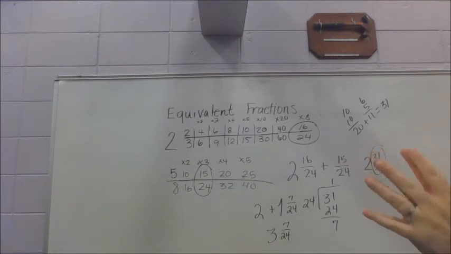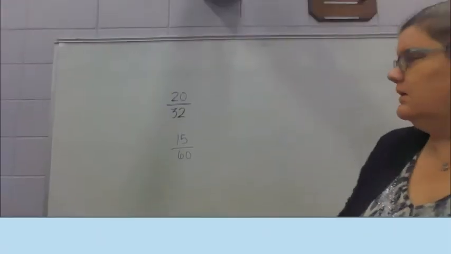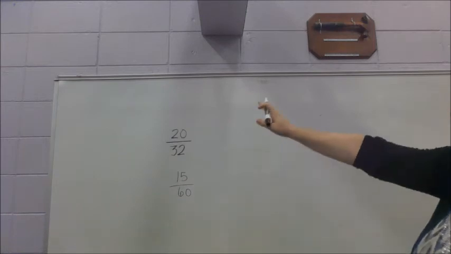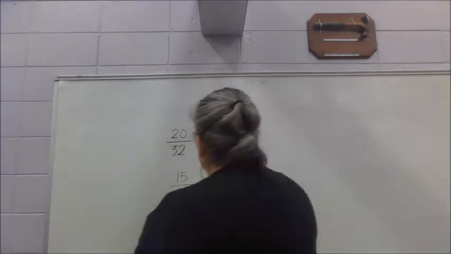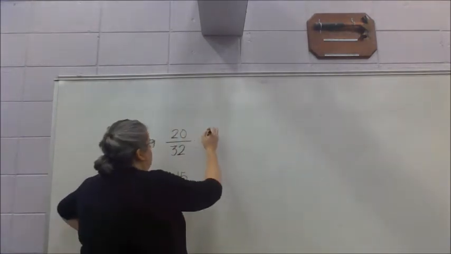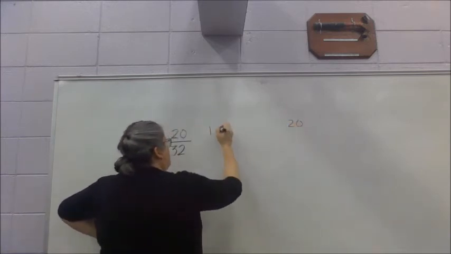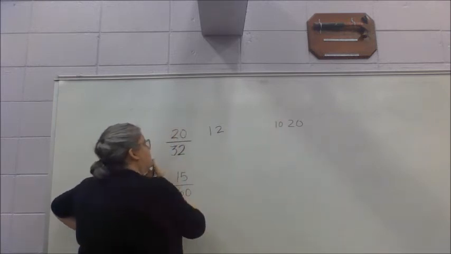And next we'll kind of talk about a way to simplify fractions. Okay, let's say we have the two fractions, the two proper fractions, 20 over 32 and 15 over 60. They are proper fractions, but they're not simplified. So what we're going to need to do is list out their factors. So the factors of 20 are 1 and 20, 2 and 10. What else?